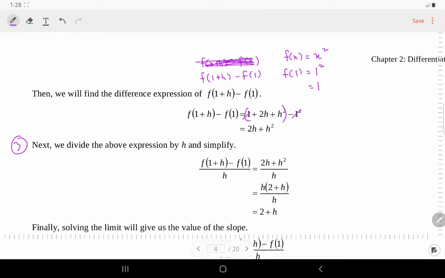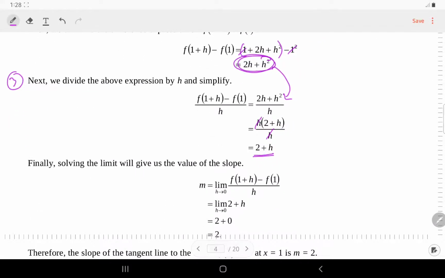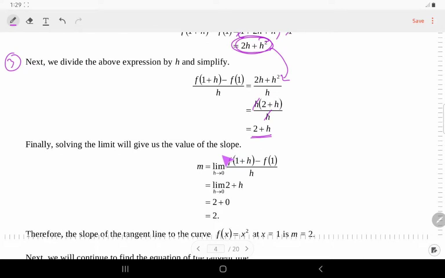If you remember, our third step is we need to divide with h. Okay, divide yang kita dapat tadi ni, divide with h. Okay, and then simplify. So dekat sini kita factorize our h, and then potong-potong jadi 2 plus h. And then finally for the fourth step, sama macam yang tadi examples, the previous examples, we need to insert the limit. Okay, limit h tends to 0. Okay, so masukkan yang ni lah, 2 plus h. So jawapan dia adalah 2.